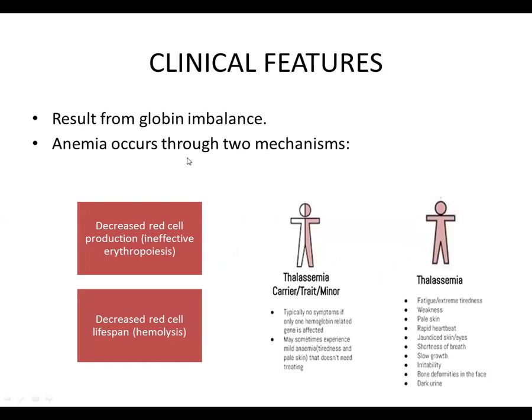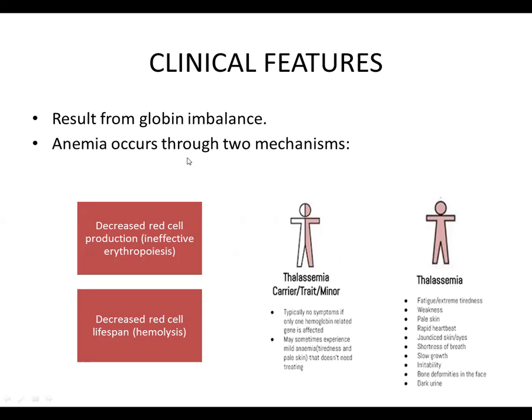The signs and symptoms of thalassemia result from the imbalance in the globin chains. Anemia is due to two mechanisms: decreased red cell production, which is due to ineffective erythropoiesis. The formation of RBCs is deformed or ineffective because the alpha or beta globin chain is not being formed properly. Another mechanism by which anemia occurs is hemolysis, the breakdown of RBCs.